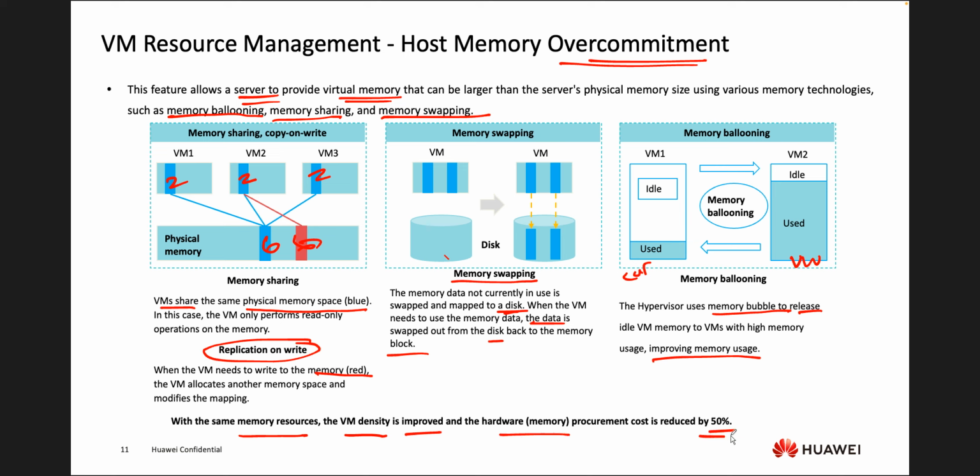With the same memory resources, the VM density is improved and the hardware memory procurement cost is reduced by 50%, because now you have this intelligence happening on your VMs with memory sharing, so you don't need to go buy more memory or RAM. You basically just borrow from another VM, but you're doing it dynamically, in a system way, without needing to worry about physically changing things. So you can even borrow from the disk also as memory, which is called memory swapping.